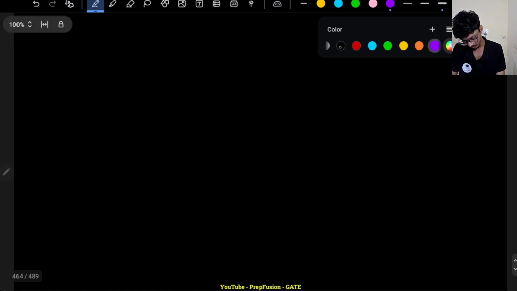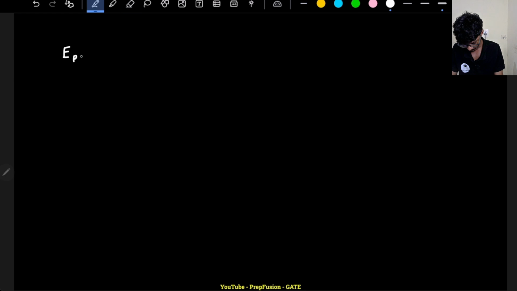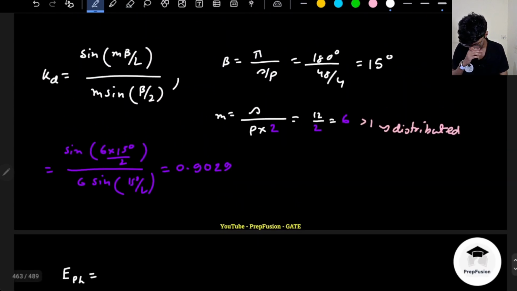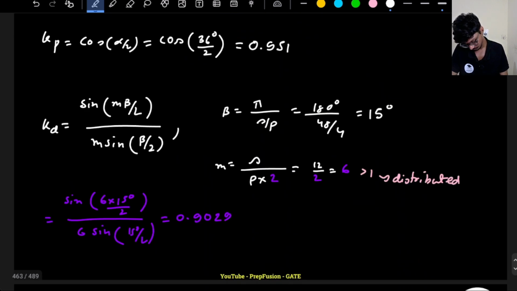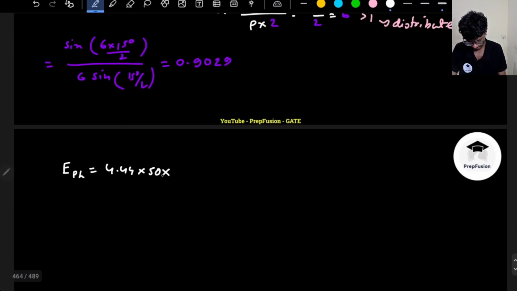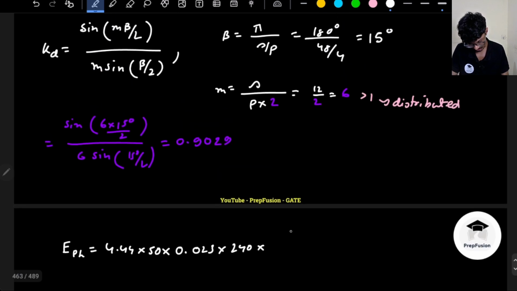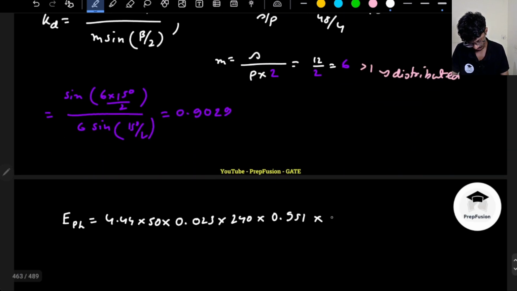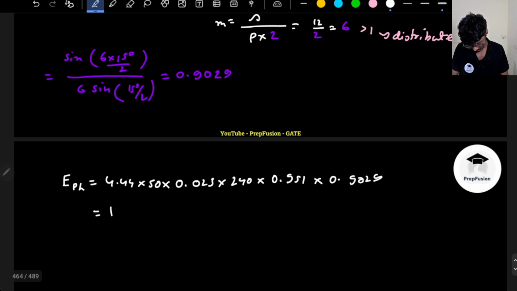So now I will write my E phase, right? Per phase induced EMF will be 4.44 into 50 into 0.025 into the flux into the number of turns per phase 240 into Kp. Kp will not change, Kp will be same, that is 0.951, but Kd will change, 0.929. So my E phase will be this into 0.951 into 240 into 0.025 into 50 into 4.44. So this is 1143.723 volts.